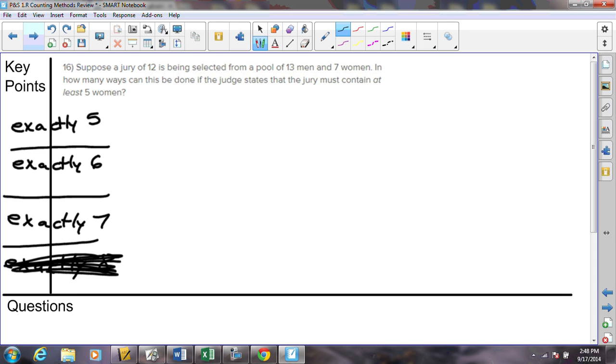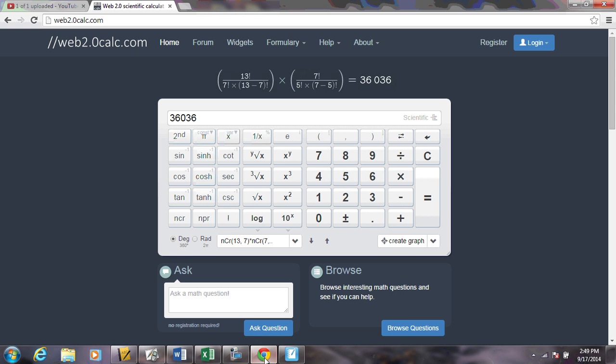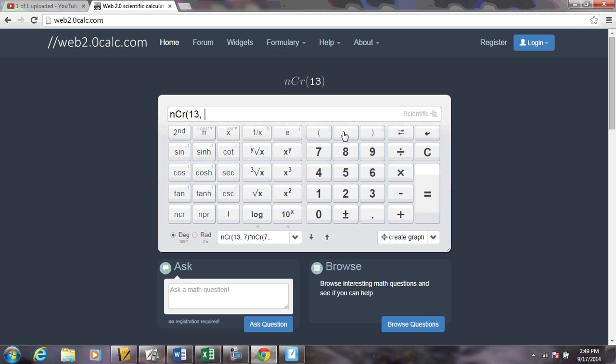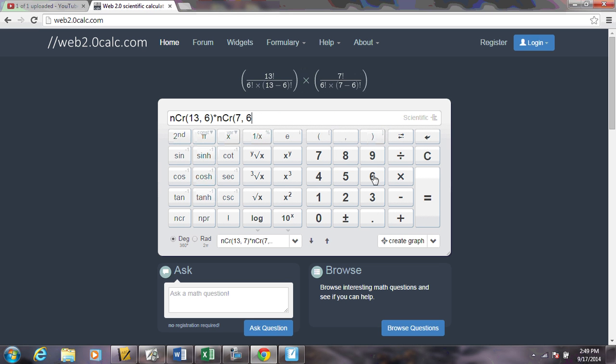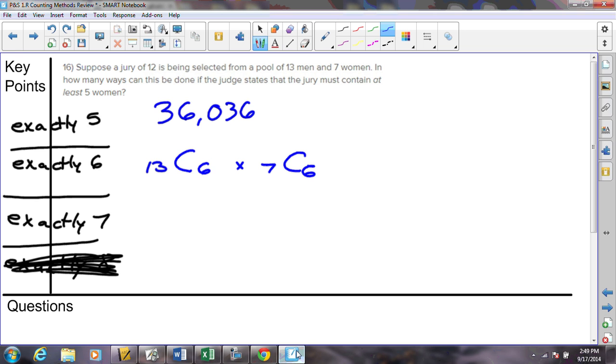Well, we have to put these 3 pieces together. If we know, based on the last problem, there are 36,036 available ways to do it with exactly 5 women, we can do something similar for exactly 6 women. If we're going exactly 6 women, there's 13 men available, 6 are getting picked. There are 7 women available, 6 are getting picked. We'll plug this piece into the calculator to figure out how many ways we can have exactly 6 women. So 13 picking 6, and 7 picking 6 for our combinations. Just typing in what I had on the board, there are 12,012 ways to get exactly 6 women.